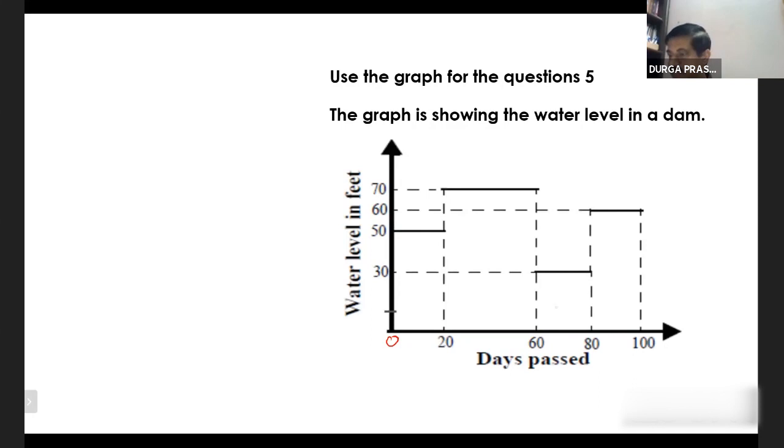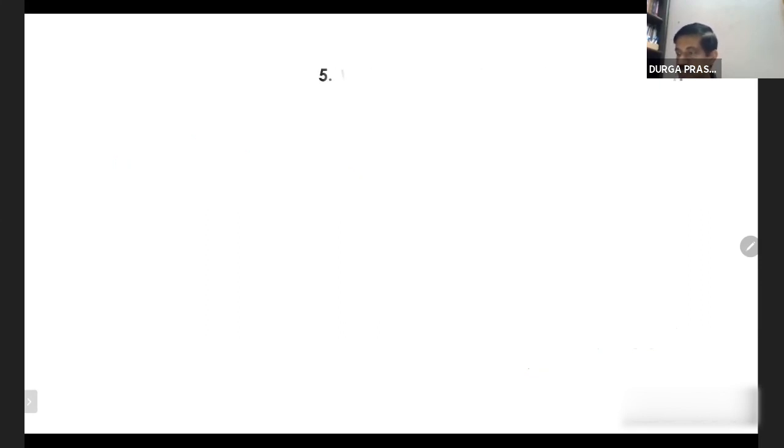If you look at this level, 20 to 60 means total 40 days. It is at 70 feet. 40 days, it is at 70 feet. So highest level is at 70 feet. So that becomes the mode. The mode is, I said, the most repeated one. Median is the middlemost. Average is sum of all the things divided by number of terms.